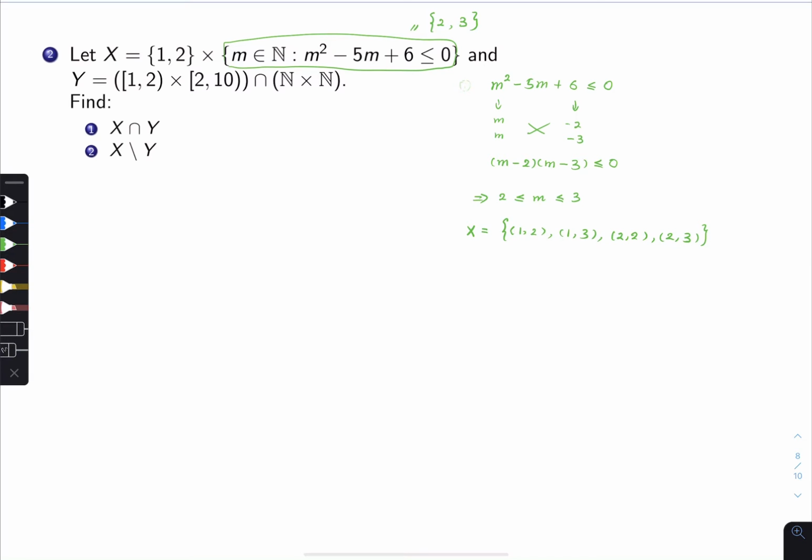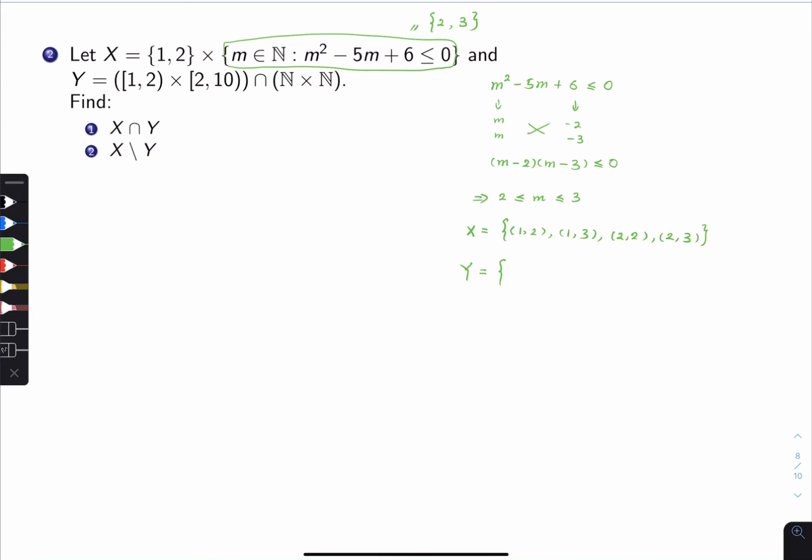Now let's look at Y. For Y, we have this intersect cross N, which means our x has to be from {1, 2} intersect the naturals, so that's gonna be 1 only, because in this interval the only natural number is 1, and in the other interval the only natural numbers are 2, 3, 4, 5, 6, 7, 8, 9. That's a lot of numbers, but I'll write it down.